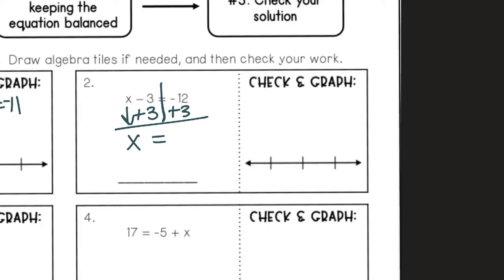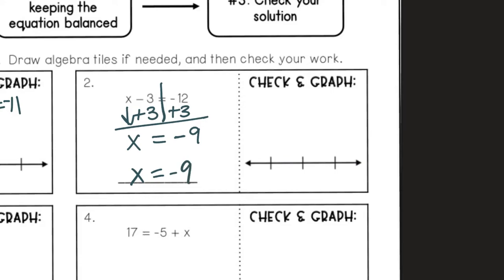If I'm at negative 12 and I add a positive 3 to it, that's like owing someone $12 and only paying them $3 back. So we're still going to be in our negatives. And 12 minus 3, finding the difference between those two numbers, would be 9. So therefore x equals negative 9.